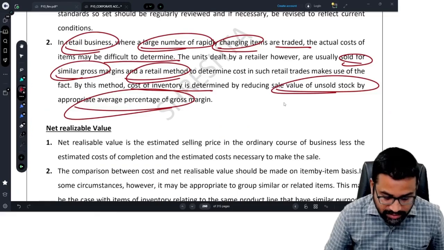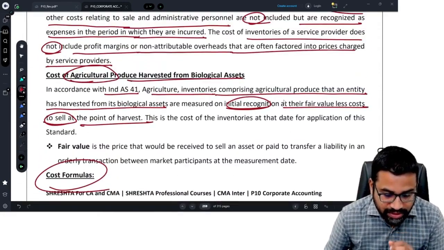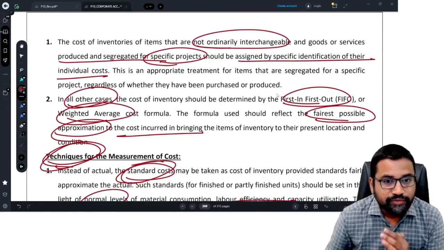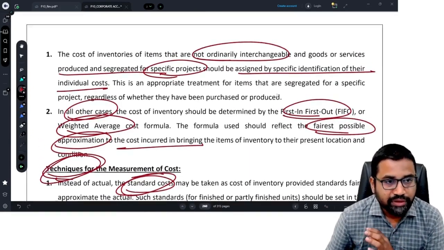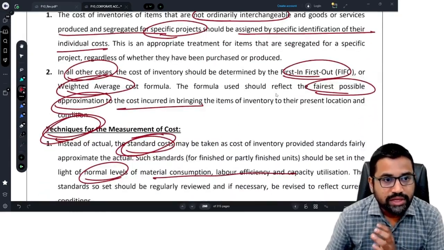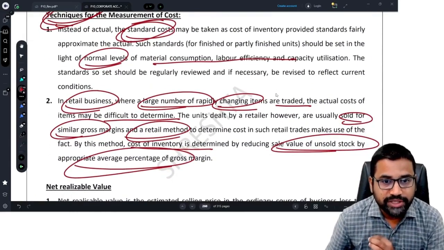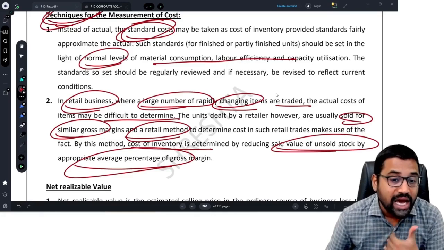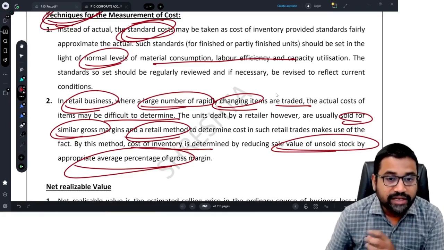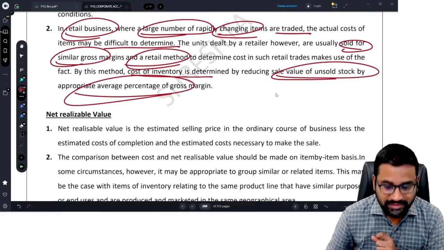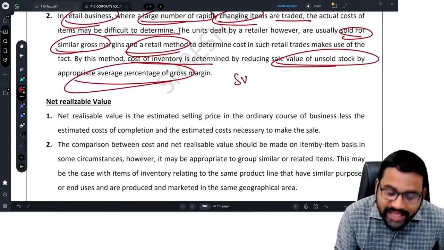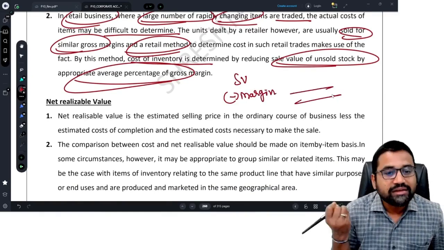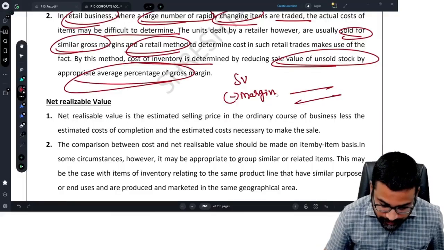Very simple method. So what you are learning is cost formulas. There are certain formulas in the Ind AS to determine the cost, generally the FIFO method and weighted average method. Cost or NRV, whichever is lower, to determine the cost. And there are some techniques for measurement of cost: the standard cost method and the retail price method. Out of these, the retail price method is important. When you are dealing in a large number of rapidly changing items with a similar margin, you follow the retail price method. In it, you take the sale value of the unsold items and reduce the gross margin. Then you get the cost of inventory.